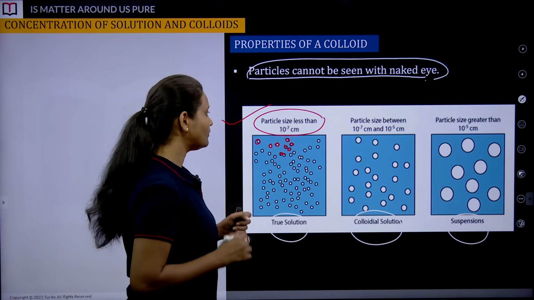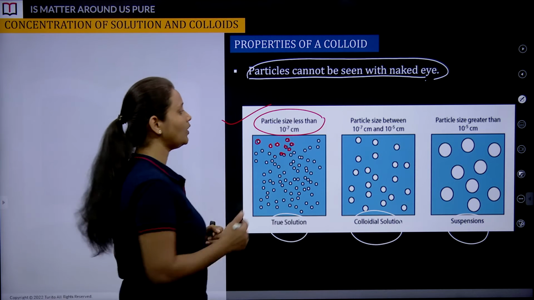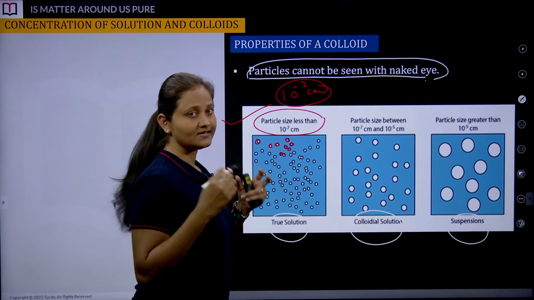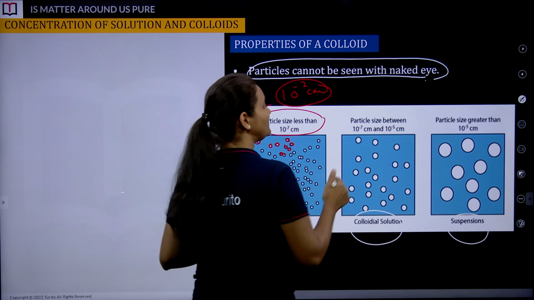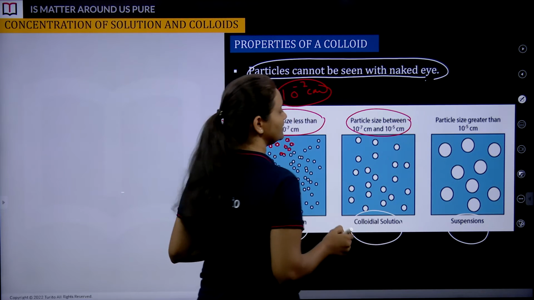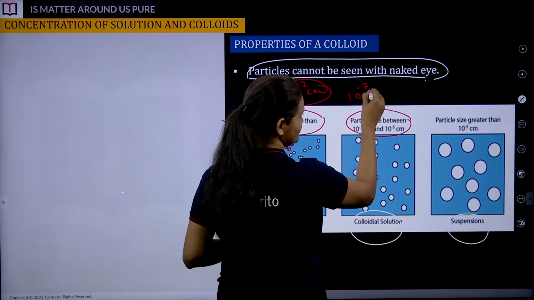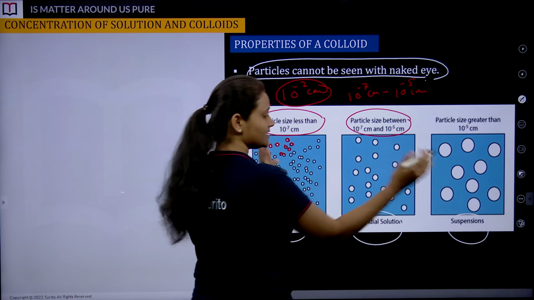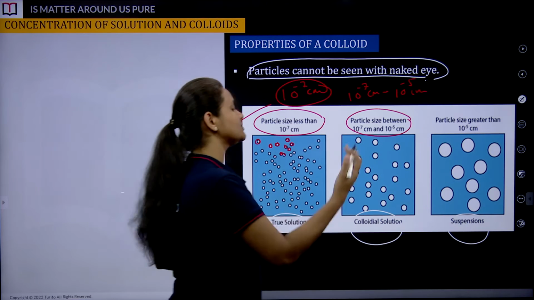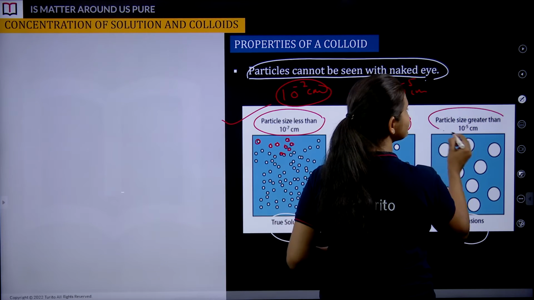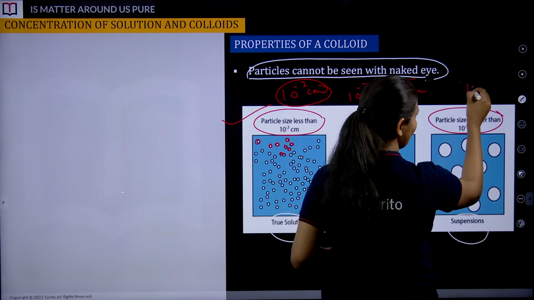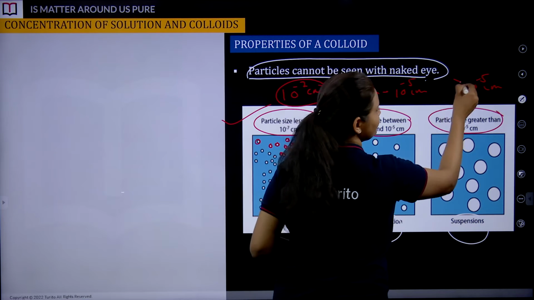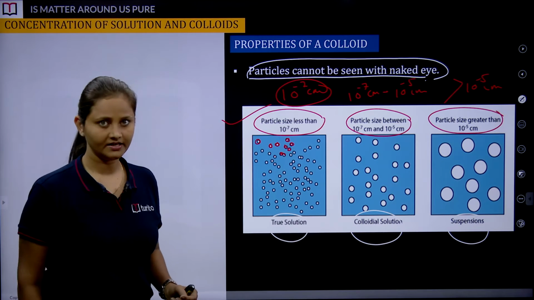Okay, so let's talk about the true solution. The particle size is less than 10 raised to minus 7 centimeter. It is so small. Now next is colloidal. It is in between 10 raised to minus 7 centimeter and 10 raised to minus 5 centimeter. And next to that we have suspension. The particle size is greater than 10 raised to minus 5 centimeter.